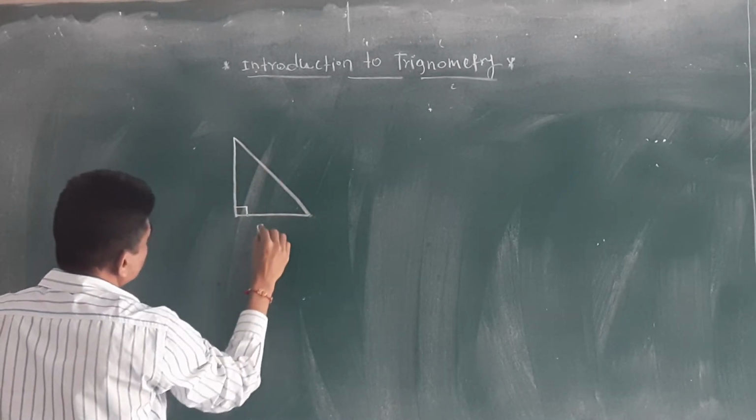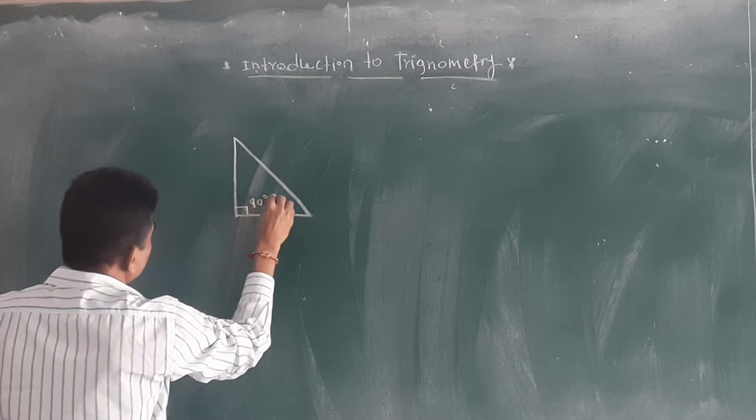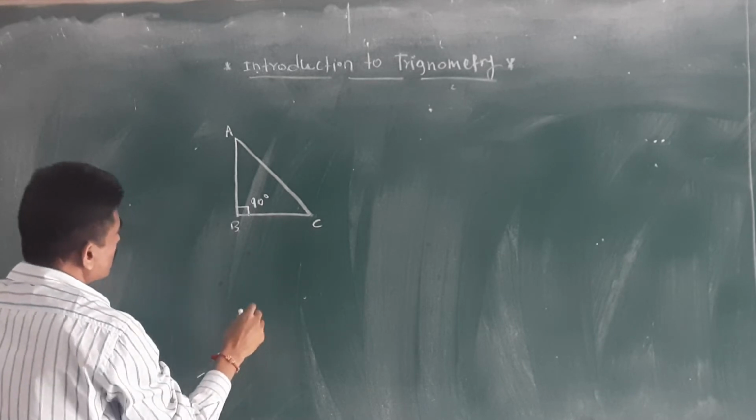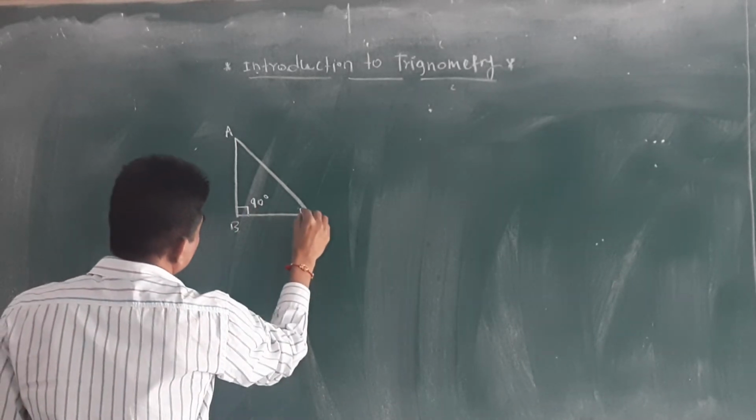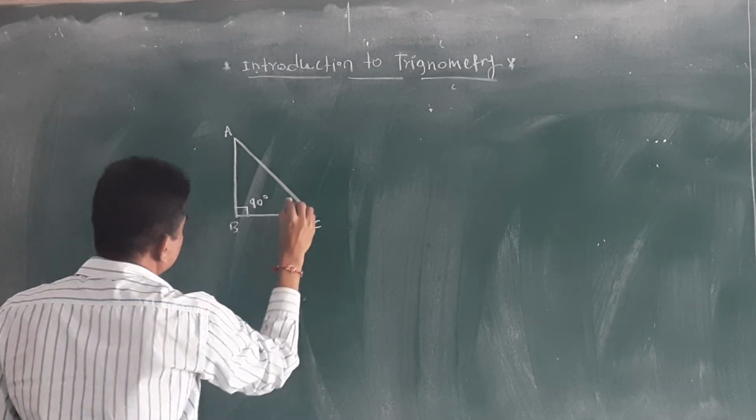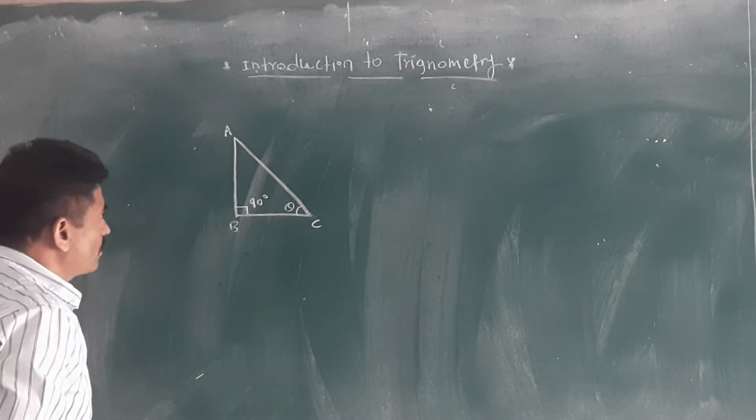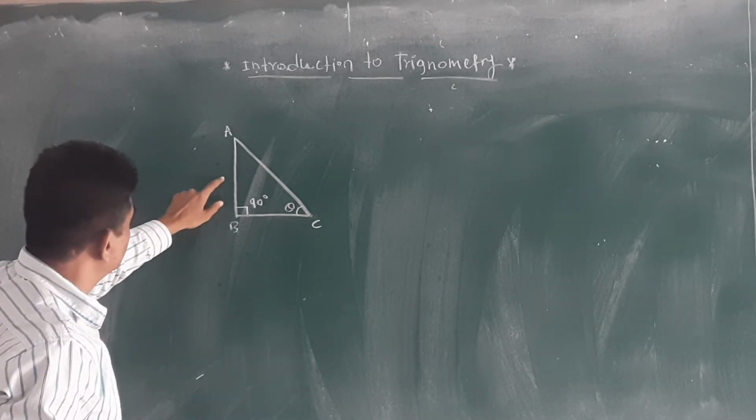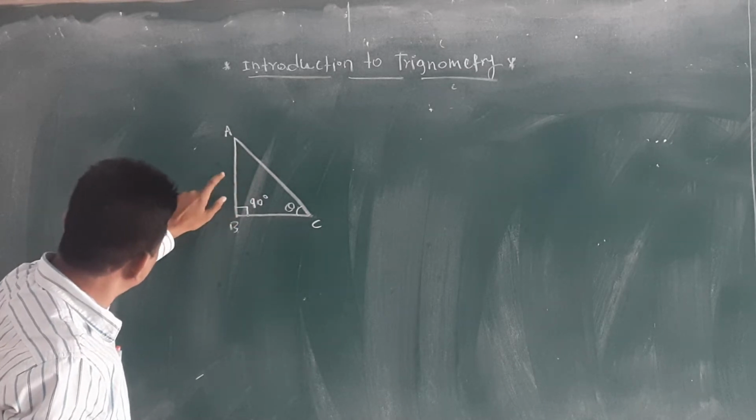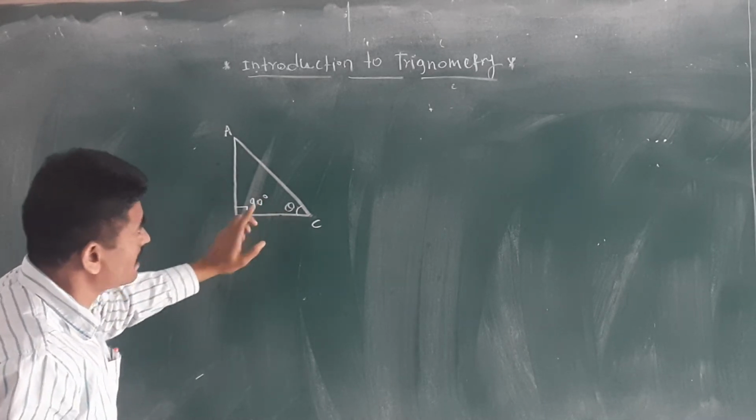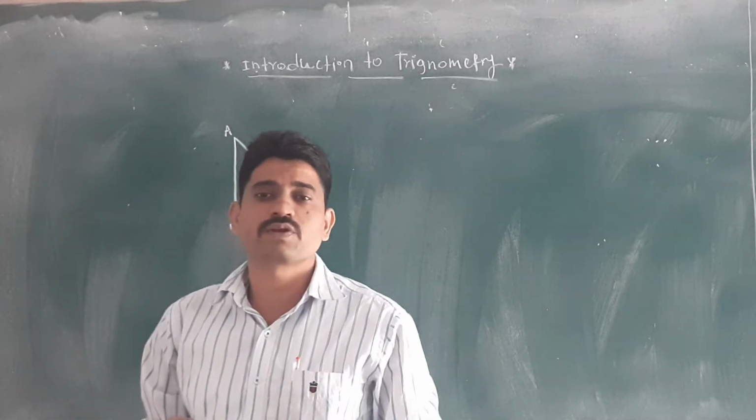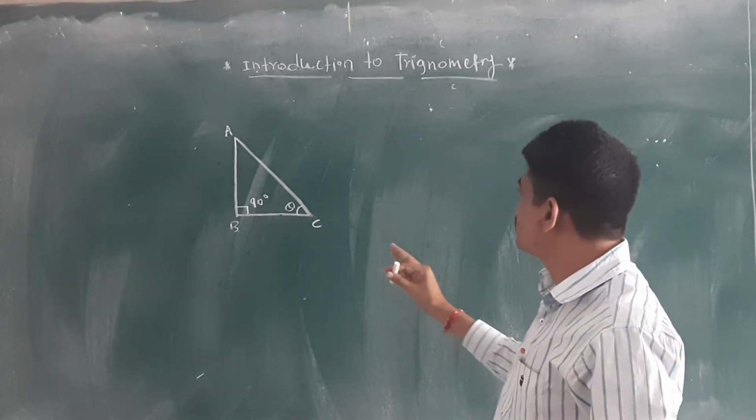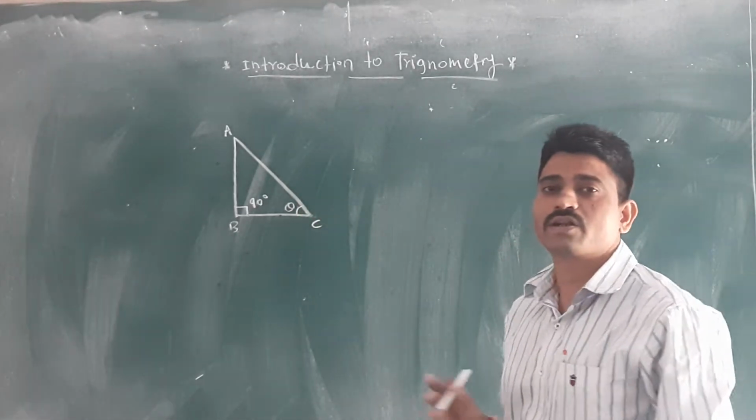I will take a right angle here. All of you know how to draw the right angle. This is triangle ABC. This is the 90 degree angle, and I will consider this angle as theta. Again I will repeat: it is the branch of mathematics that provides the relation between the sides and angles of a triangle. We'll study the sides and angles of triangles in trigonometry.